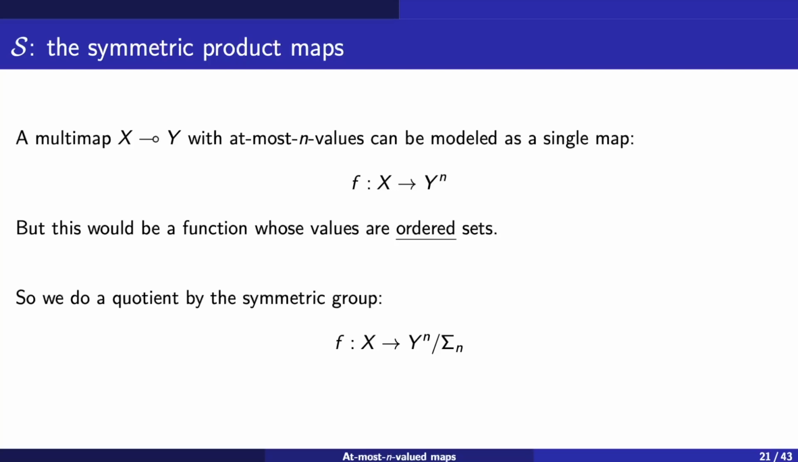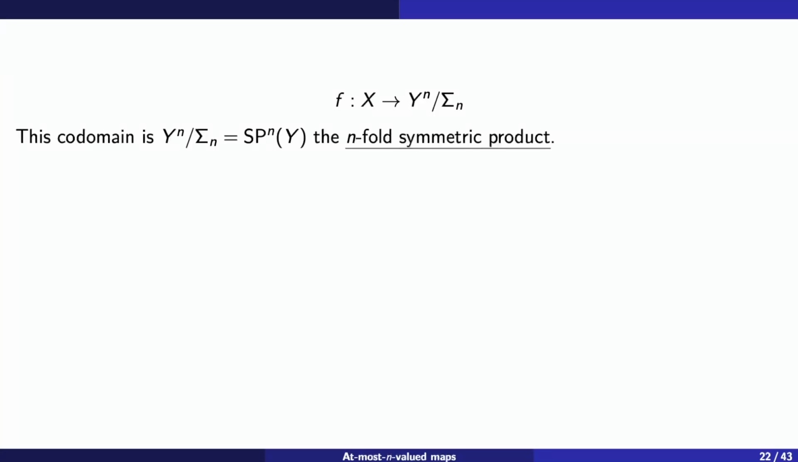So this, as a topological space, you could think of it as the set of all n-tuples, but I disregard the order. So rather than taking ordered pairs or ordered triples, I am considering equivalence classes which make them into unordered pairs or unordered triples. And this is called the n-fold symmetric product, and it's written this way, SP^n of y.